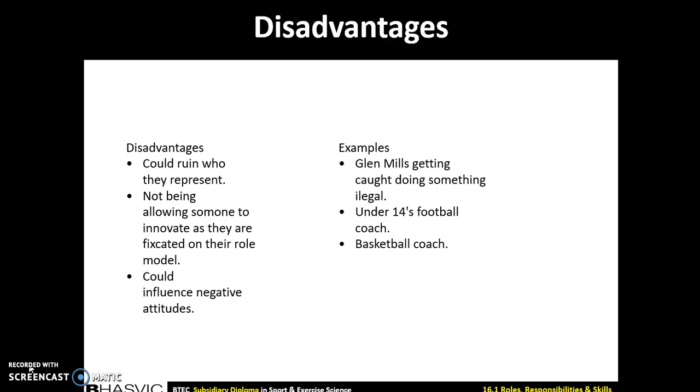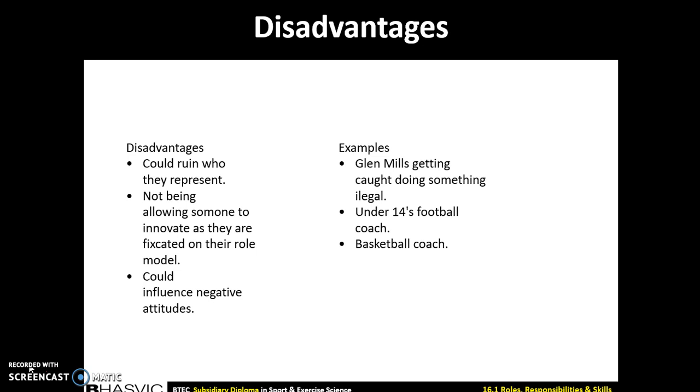On the other hand, the role of a role model in coaching brings disadvantages, like how a role model could be modelling the wrong kind of behaviour and therefore ruin their representation of who they represent. This would have a huge impact on a popular rugby club like Bristol Bears because of the media attention they receive. This could also happen in an individual sport.